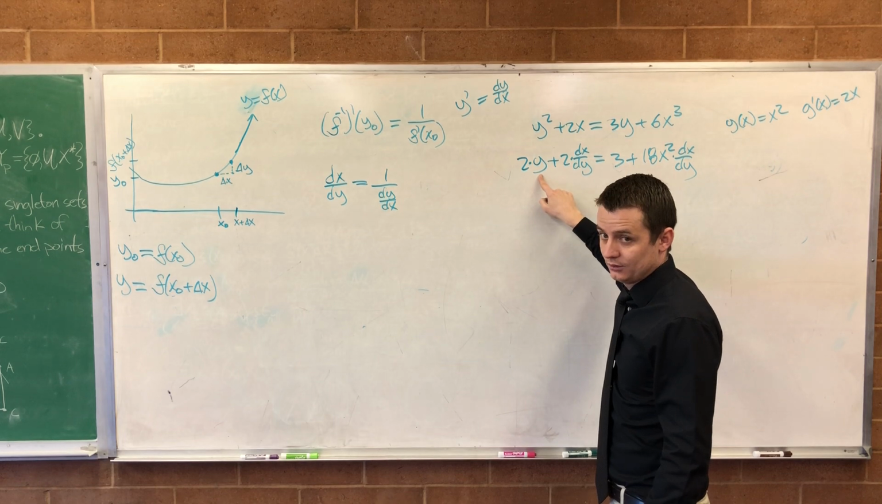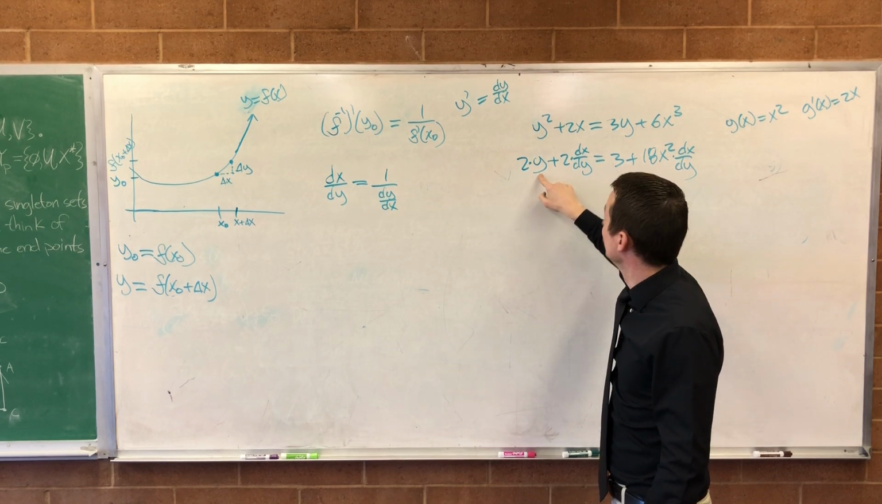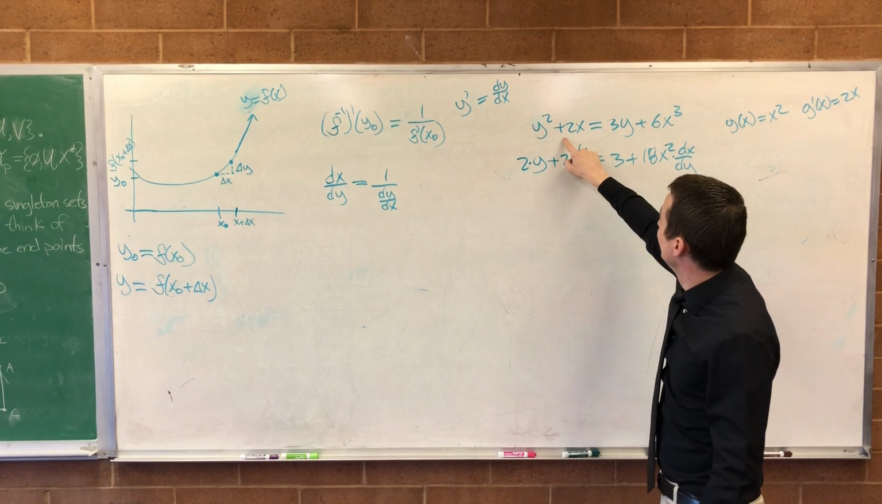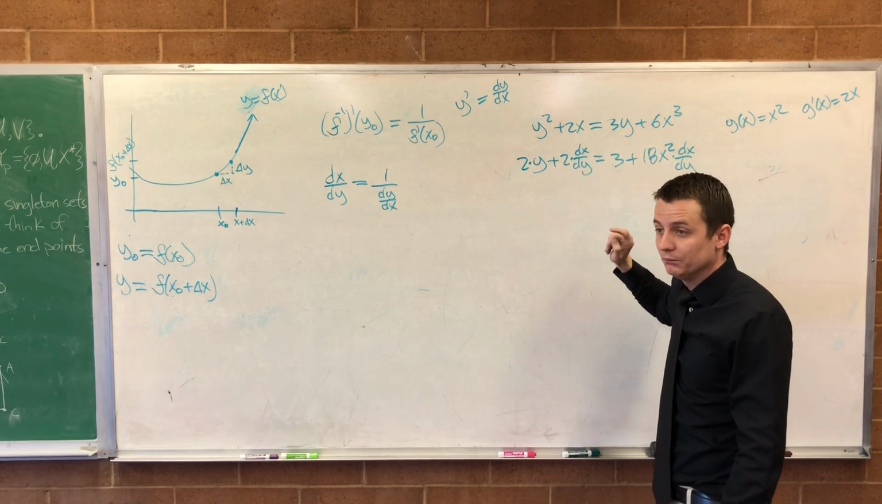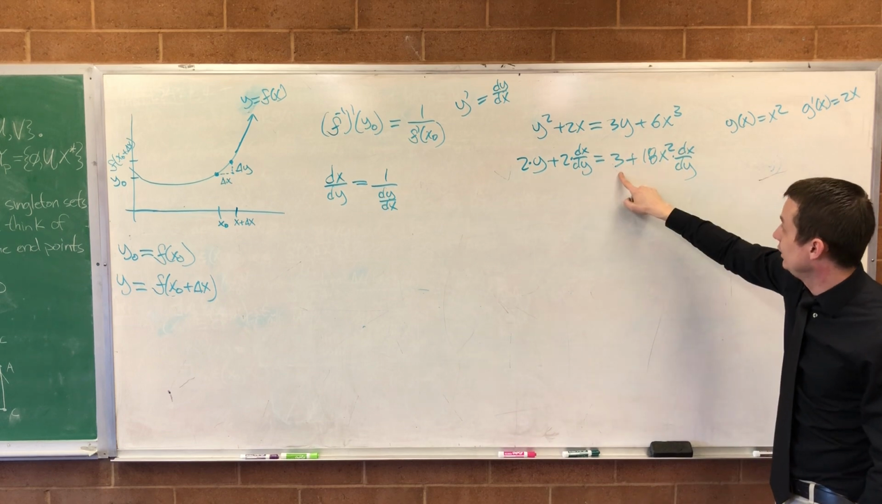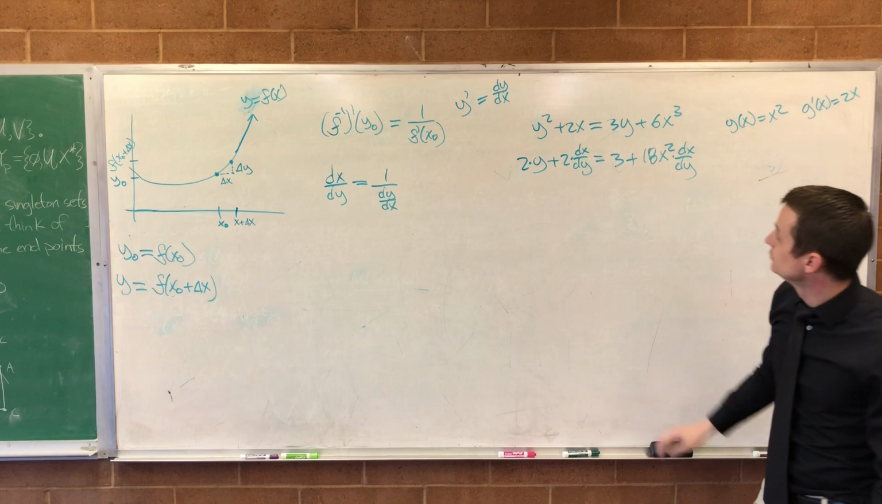Okay. We're treating our y's like x's and our x's like y's. Okay. What's the derivative of 2y? 2y prime. Okay. Is equal to 3. How did we do that? Huh? How did we do that one? Again. Use the chain rule?